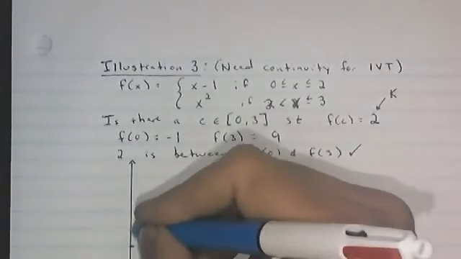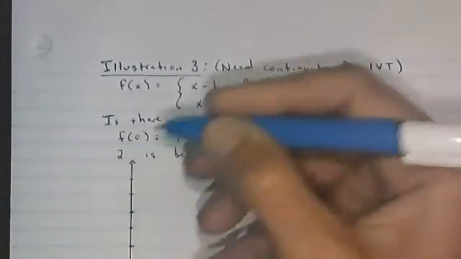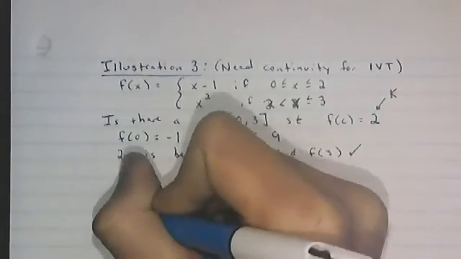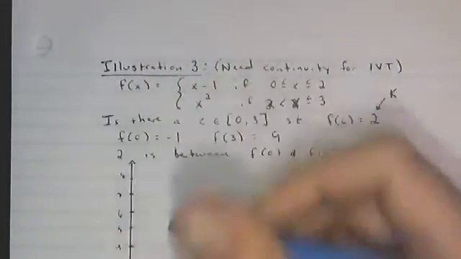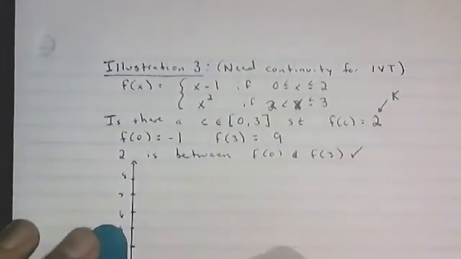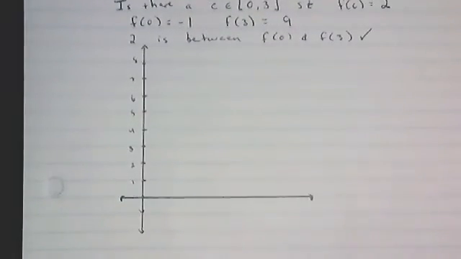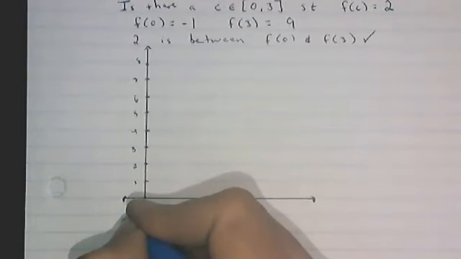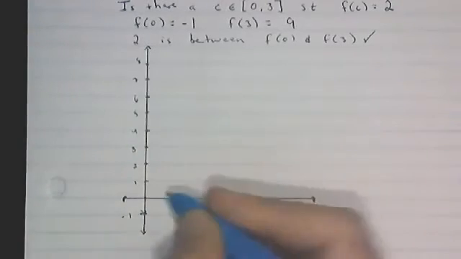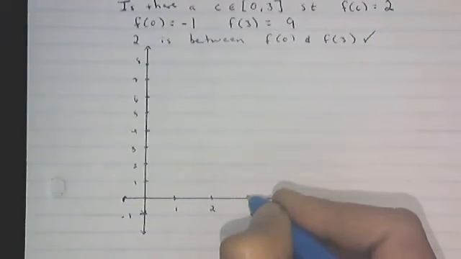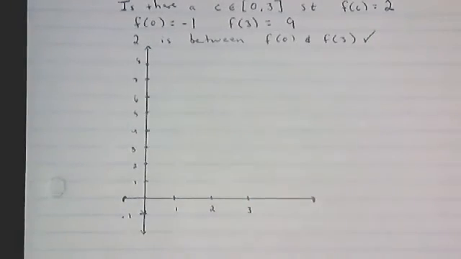2, 3, 4, 5, 6, 7, 8. Actually, I need a little more y here, negative y, so about that. The screen, okay. Thank you. Here's negative 1. And then we need like 1, 2, and 3.